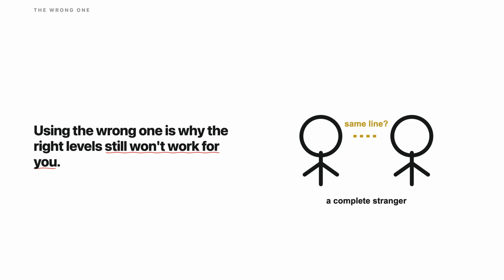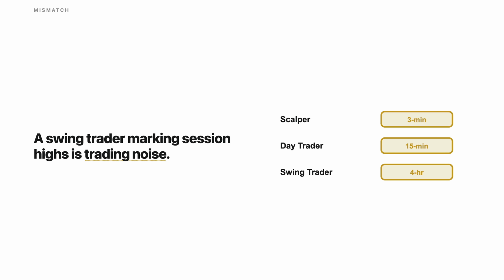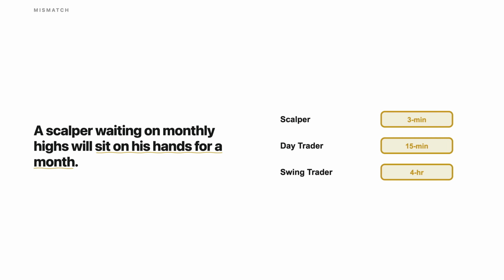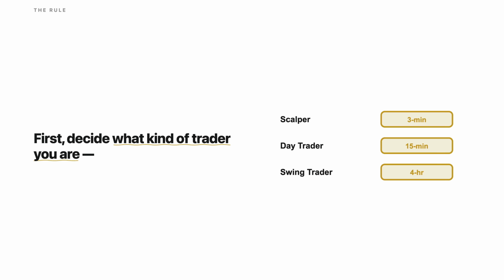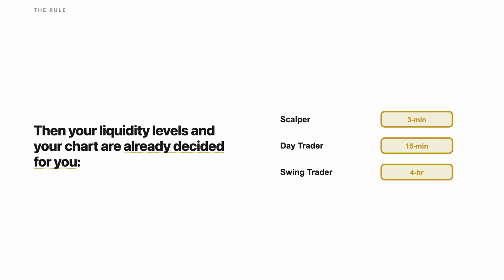Using the wrong one is why the right level still won't work for you. A swing trader marking session highs is just trading the noise. A scalper waiting on a monthly high will sit on his hands for a month. The level has to match your time frame and your life. So here's the rule. First, decide what kind of trader you are. Then your liquidity levels and your chart are already decided for you.